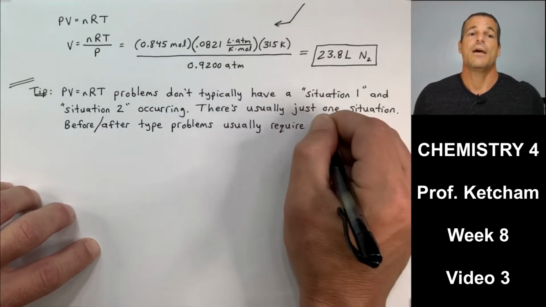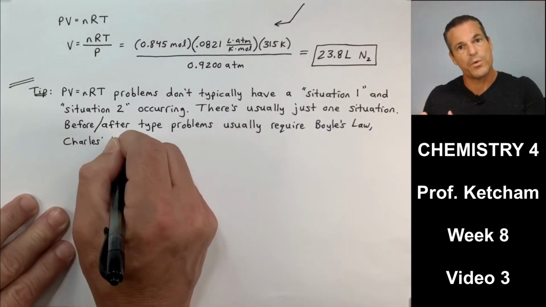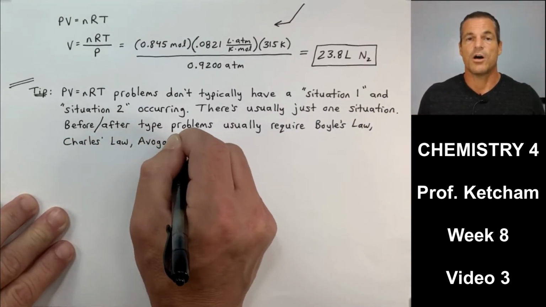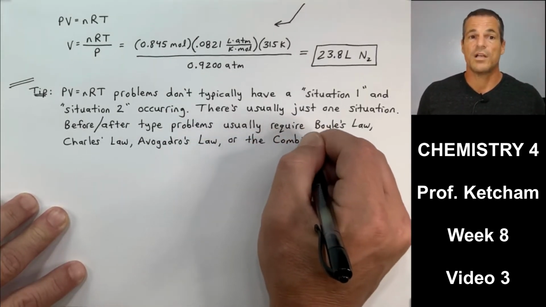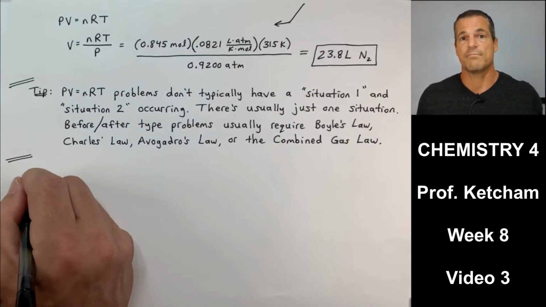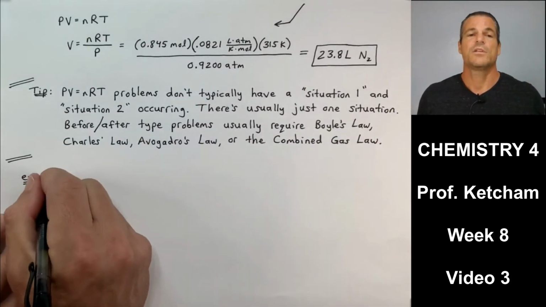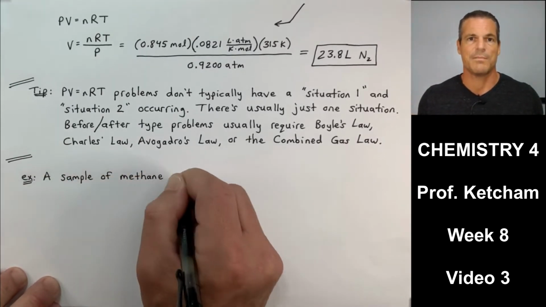Now, situation 1, situation 2 type problems, I like to call before and after problems. Those usually require Boyle's law, Charles' law, Avogadro's law, or the combined gas law. Okay? So that's just a tip. That's not letting you know what type of sample problem is coming up next.